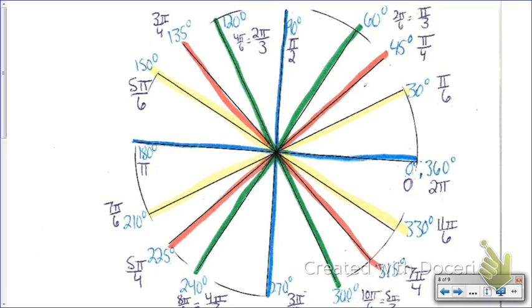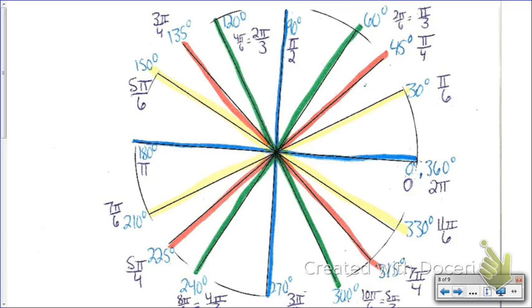All those red lines, originally we saw that they were all pi over 4, but now you can see they all have a reference angle of 45 degrees. And all the green ones have a reference angle of 60 degrees. So those are the common lines that we're going to see when we make our exact values.